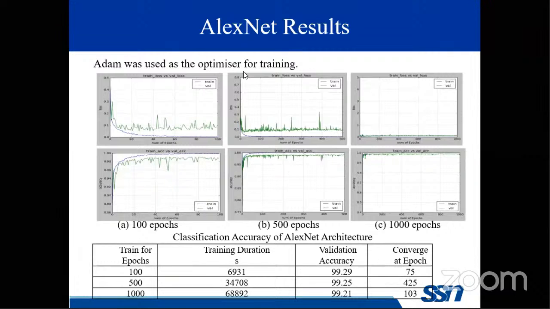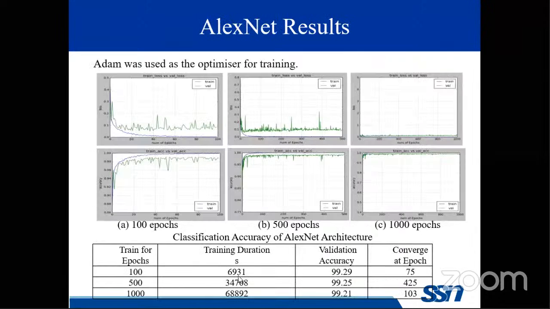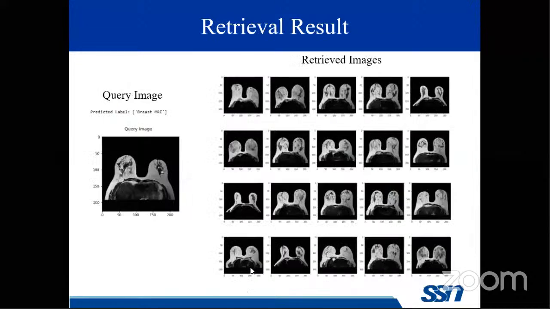So we went with another network, AlexNet. Here also we take up the predefined model and train AlexNet using the training database, and the training duration and validation accuracy were all considered. Here it reached 99.29% when training the network for 100 epochs, but it converged at the 75th epoch itself, and the training duration is about 6,000 seconds. So these are the results from AlexNet.